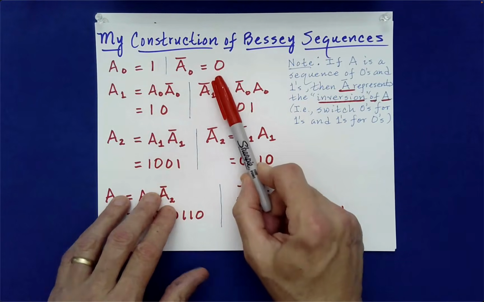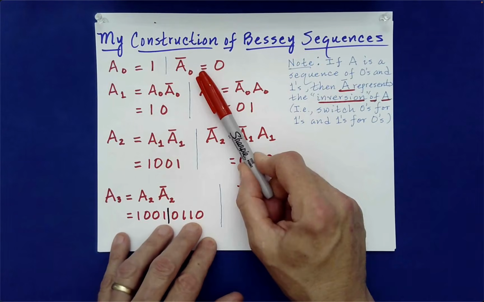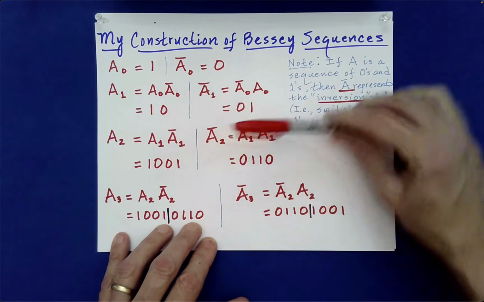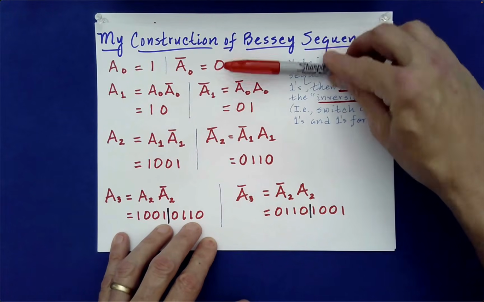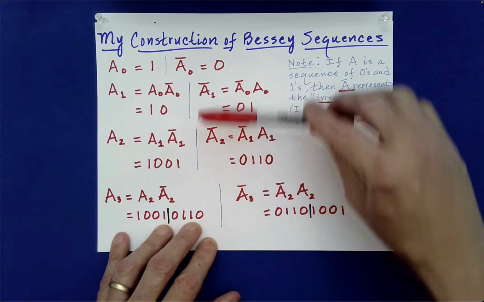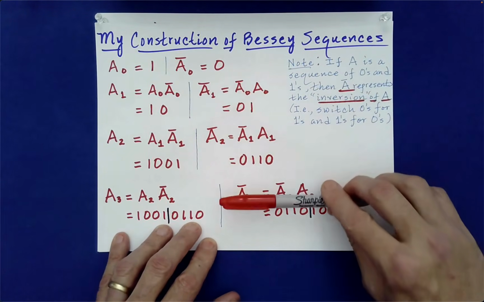So if we start here and now use this pair as a way to build a larger sequence, this will be the construction that leads to Bessey sequences. Now, it's the same sort of construction that leads to the Thue-Morse sequence.